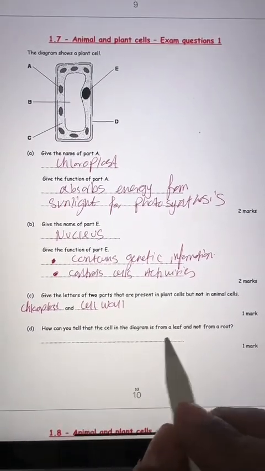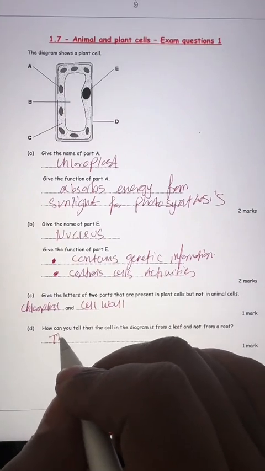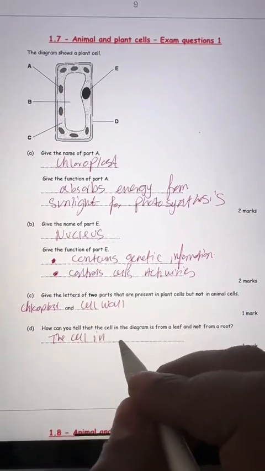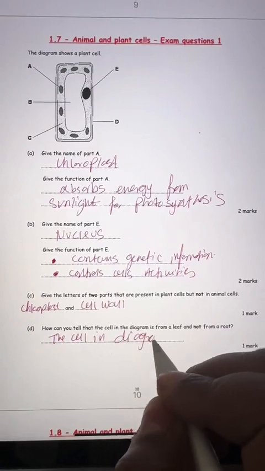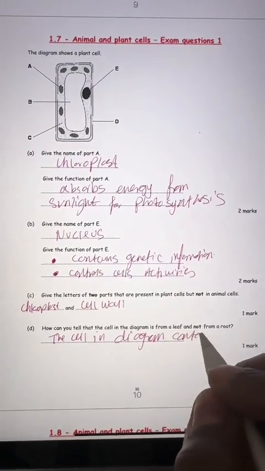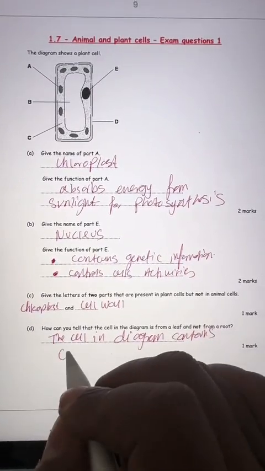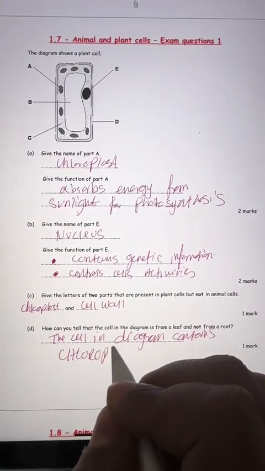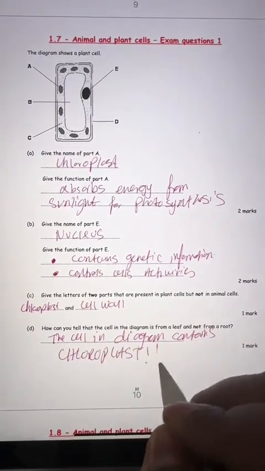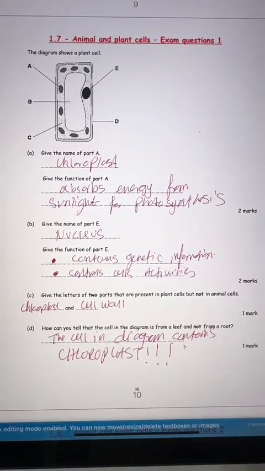How can you tell that the cell in the diagram contains chloroplast. Light work.